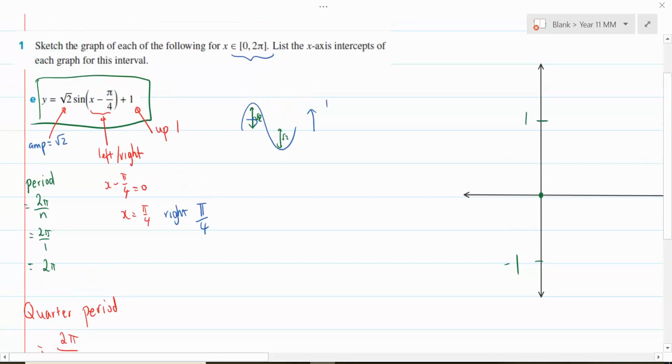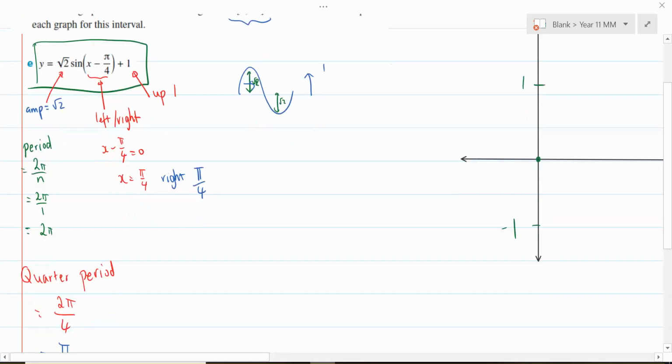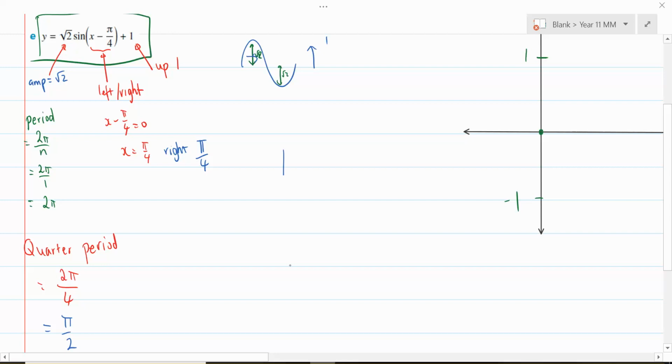Let's figure out where our starting point is. Now, this is the easiest one. You know that a sine graph always starts at 0. It's always used as the starting point. Okay, now, you told me it goes up by 1, so I'm going to move up by 1. So it's here now, it's 1. And then you said right by pi on 4. So this is where my starting point is. It's at pi on 4, and it starts here.